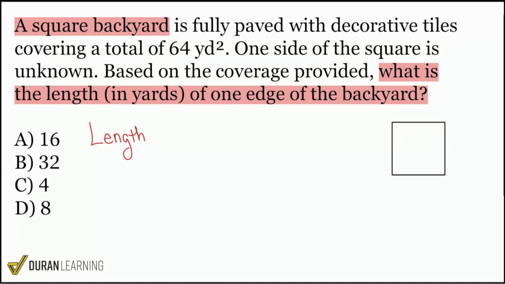Let's read here. We know that we want the length of this square, but how do we get there? A square backyard is fully paved with decorative tiles covering a total of 64 square yards. One side of the square is unknown. Based on the coverage provided, there's our question. But let me read that again. What happened here? A square backyard is fully paved with decorative tiles covering a total.